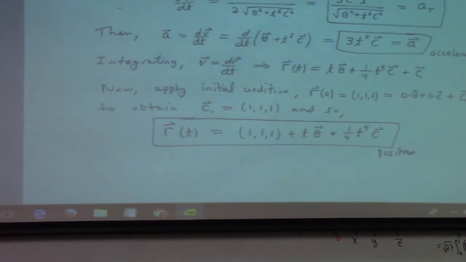I like this problem. There's a lot to it. It's definitely not an easy problem. But other questions?